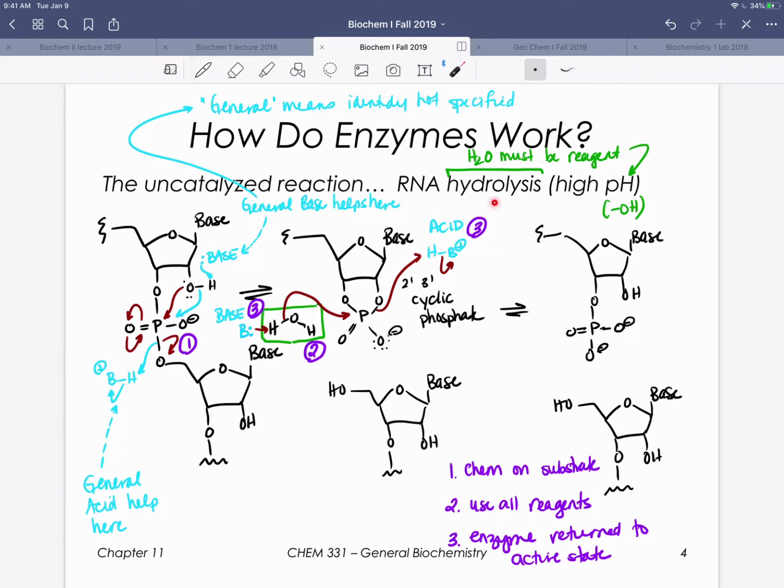But again, we're going to be seeing a lot of these hydrolysis reactions, so we're going to need to see water as a reagent. We need to make sure we use that as a reagent. Most of these are going to show chemistry on the substrate happening in the first act before we've even used water. But then water is going to come in to be not only utilized because we need to use it, but it's going to be responsible for regenerating the enzyme into its active state.